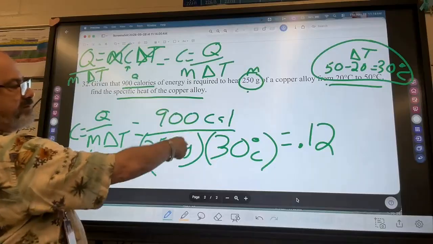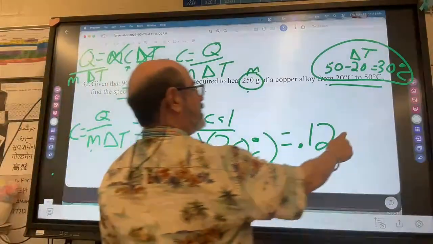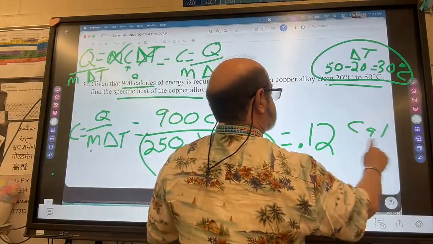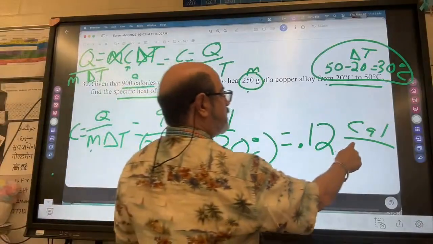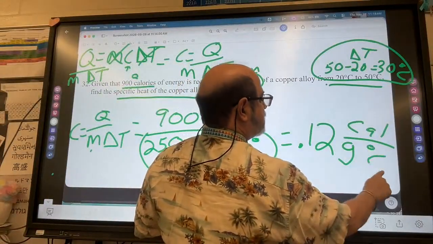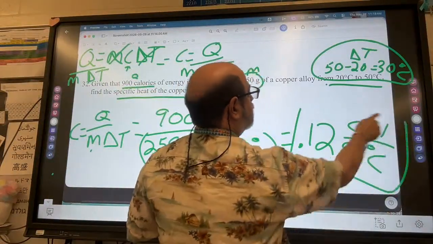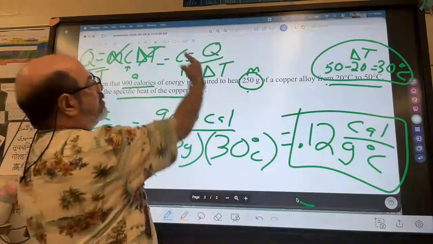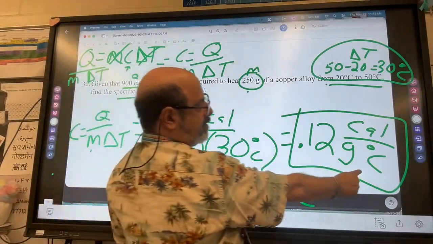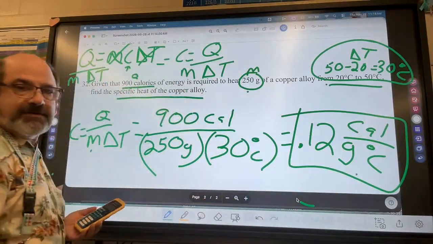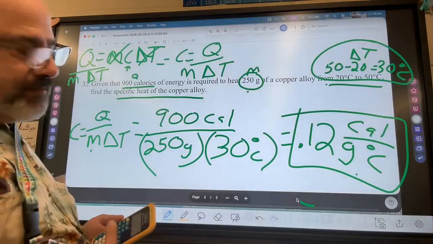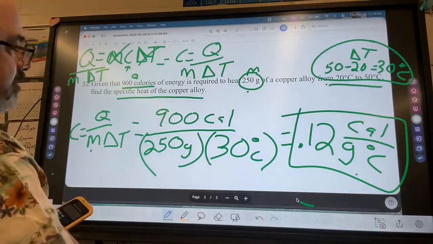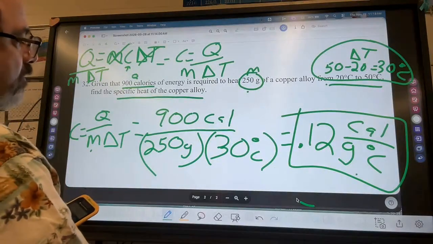And let's look at the units. No units cancel, so these are the units: cals divided by g's divided by degrees C. And if you looked at the previous problem, you'll see that the units are correct. So if the units are good, that's really going to give us a good hint that the answer is going to be close or good.